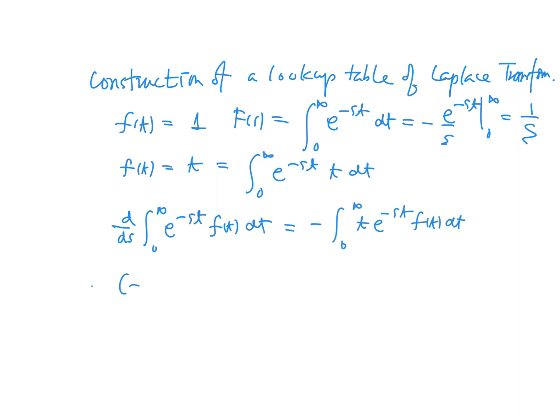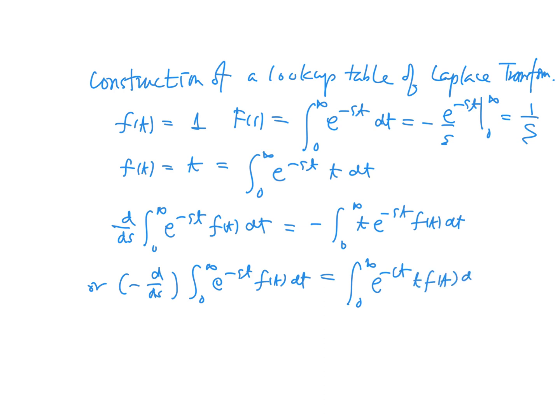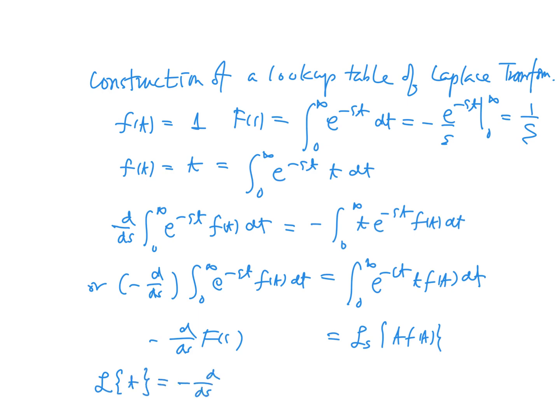Or minus d/ds of F(s) is the same as this, the integral of e^(-st) t f(t) dt, which is the Laplace transformation of t f(t). This is nothing but minus d/ds F(s). So the Laplace transformation of t is actually minus d/ds of the Laplace transformation of 1, because this is the same, right?